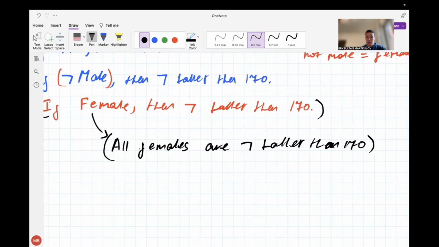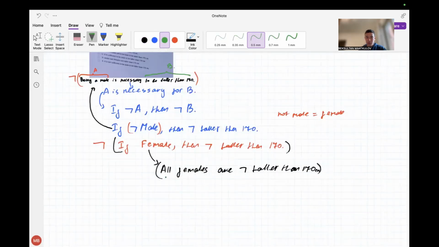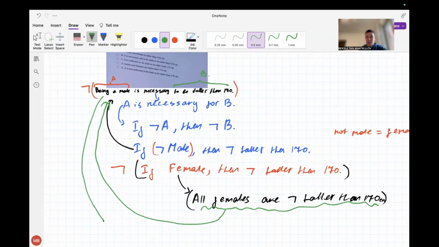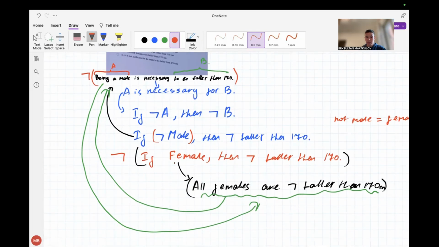So this is our statement. All females are not taller than 170 centimeters. This is the same statement as this one. Like being a male is necessary to be taller than 170 centimeters is the same as saying that all females are shorter than 170 centimeters or not taller. Okay, now you have to negate it. How would you negate it?